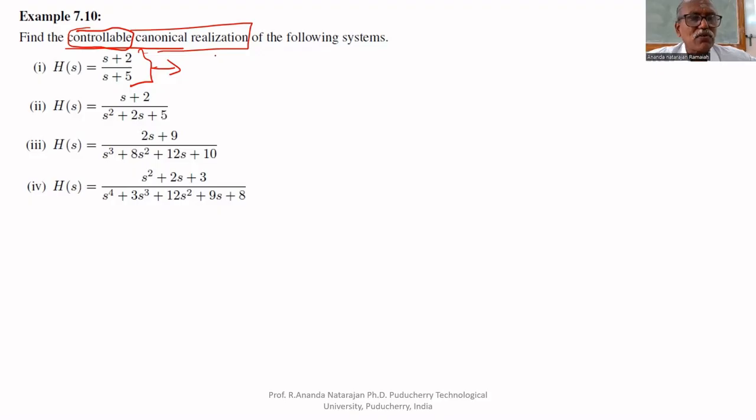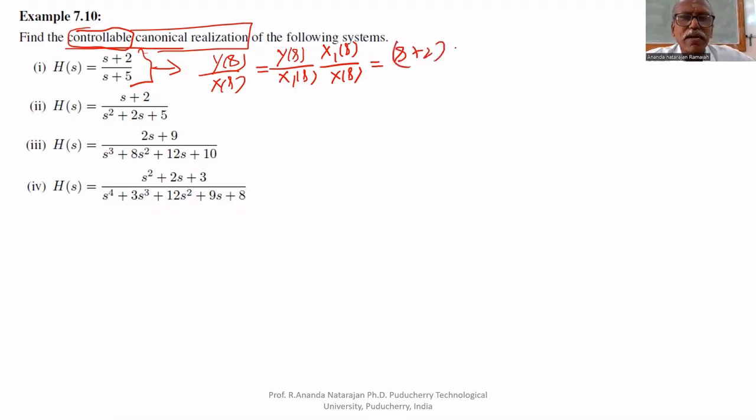For that, H of S equal to what? Y of S upon X of S. H of S is the transfer function, that is output by input, equal to S plus 2 divided by S plus 5. This can also be written as Y of S upon X1 of S multiplied by X1 of S by X of S. I am deliberately writing like that. That is equal to S plus 2 multiplied by 1 by S plus 5. This way I am separating.